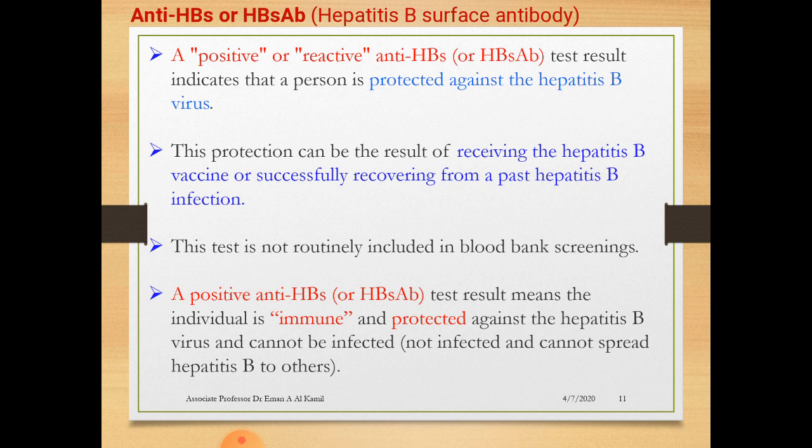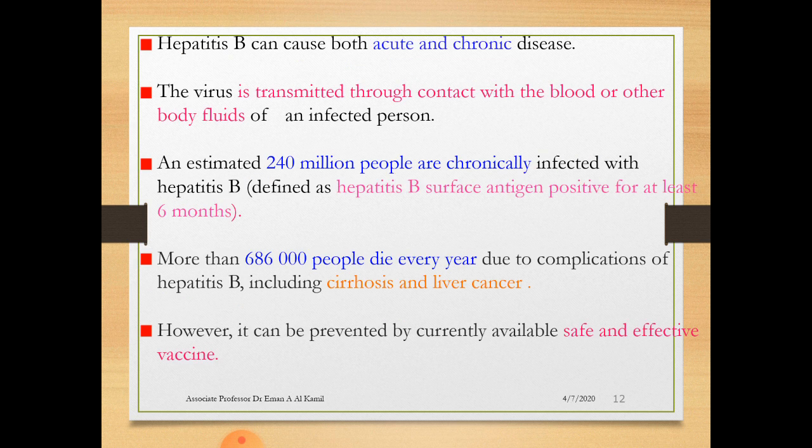A positive anti-hepatitis B surface antibody test result means the individual is immune and protected against hepatitis B virus, and cannot be infected and cannot spread the infection to other people. So hepatitis B can cause both acute and chronic disease. The virus is transmitted, as we mentioned, through contact with the blood or other potentially infectious material or body fluid of an infected person.